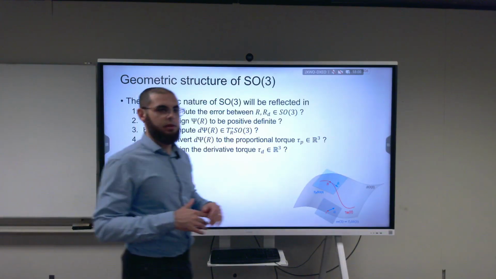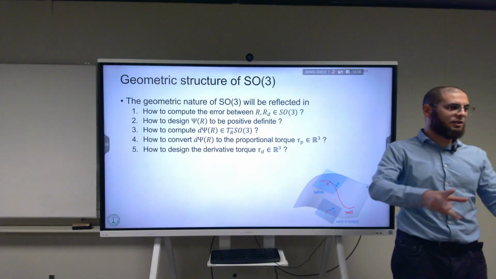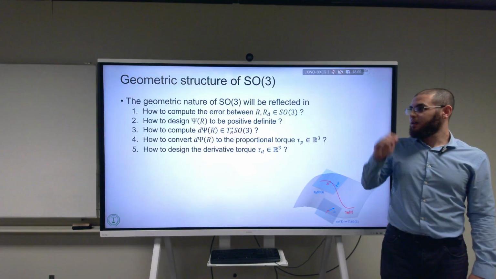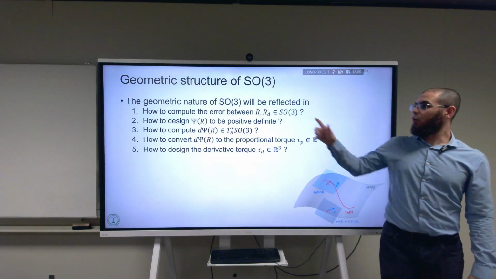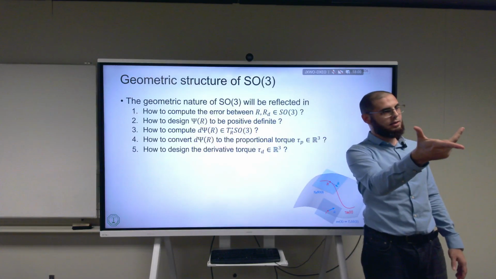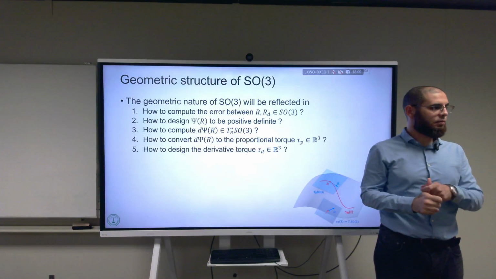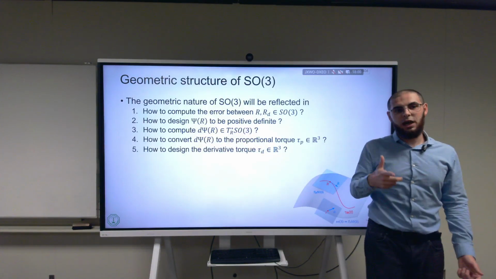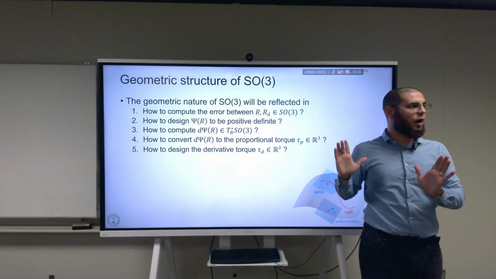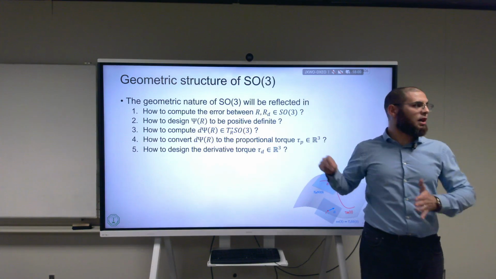Now, easier said than done, of course. This simple controller will take us at least 2 hours, okay, just to put it on the board. First question is, how do we design an error between R and R desired? If I tell you this is where the satellite is, and I want it to go to that orientation, how do you characterize the error between them? That's the first question. The second question is, how do we design this potential function such that it is positive definite? This is one of the requirements. It has to be positive definite. And it needs to have a minimum at R equal R desired. Okay.